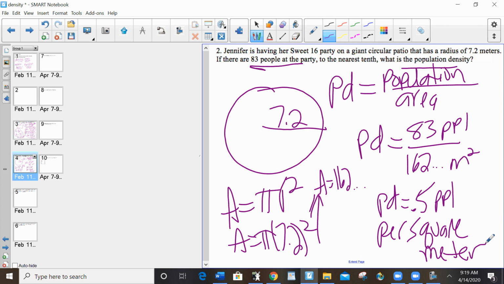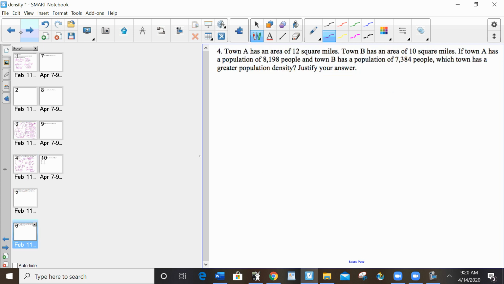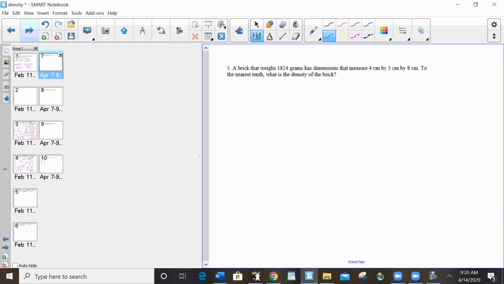So that's the difference between population and population density. Population density measures how many people there are per unit of area, whereas population is just how many people, period. Hopefully that makes sense to you. We're going to move to the other side of the sheet now. Take a look at number 5.